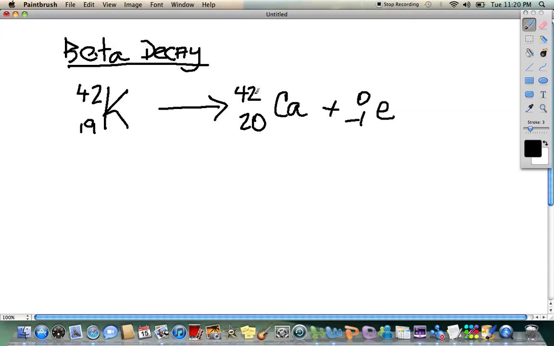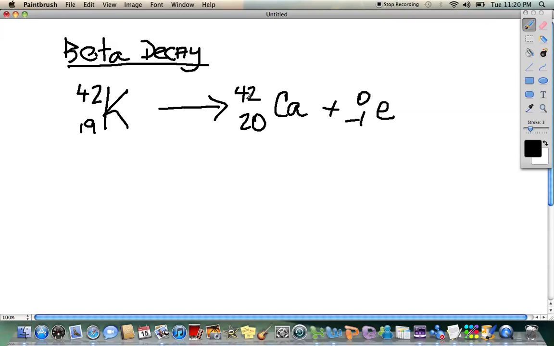Now if you look at the mass, you'll notice that it's probably not close to 42, but that's okay. These are isotopes. The mass numbers that you see on the periodic table are averages. Some of them can be much higher, some of them can be much lower, even if they're rare. So it's all based on the relative abundance. And we'll talk more about that when we review atomic theory.